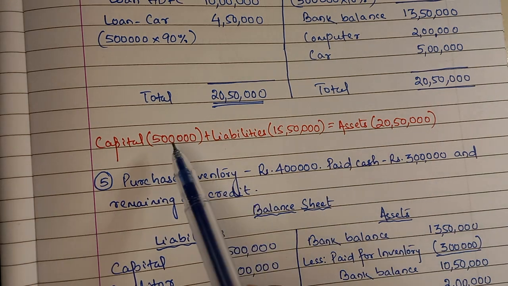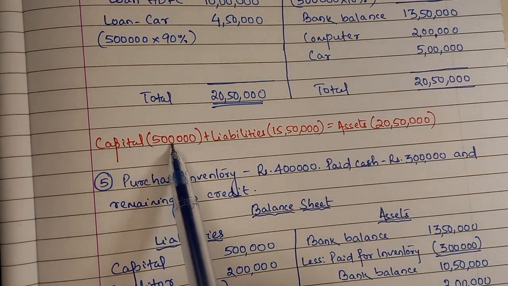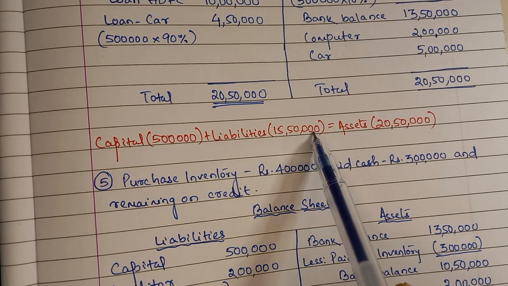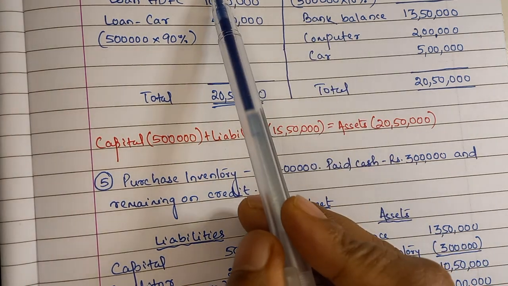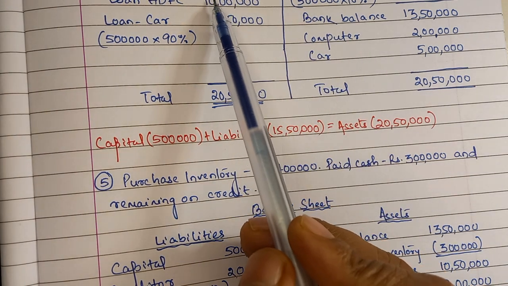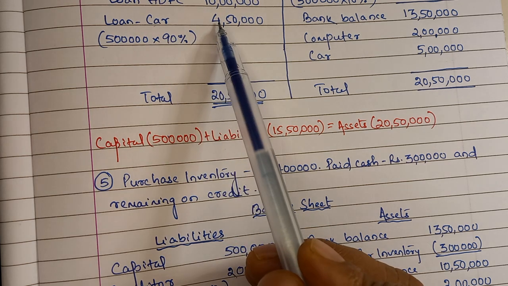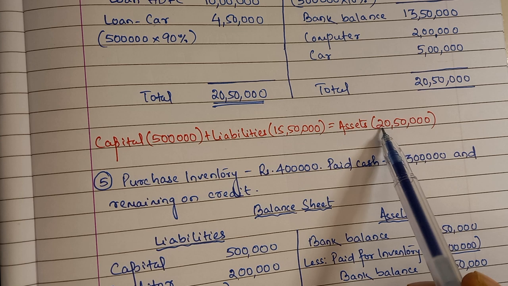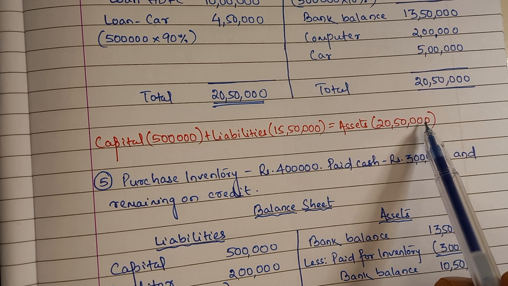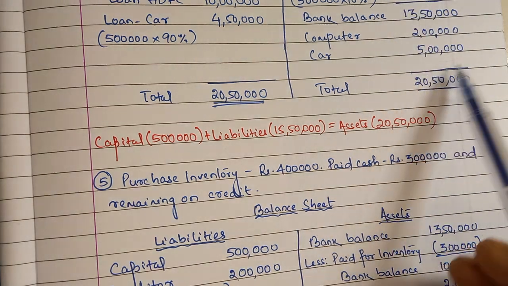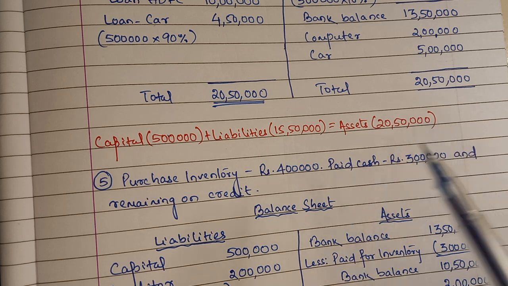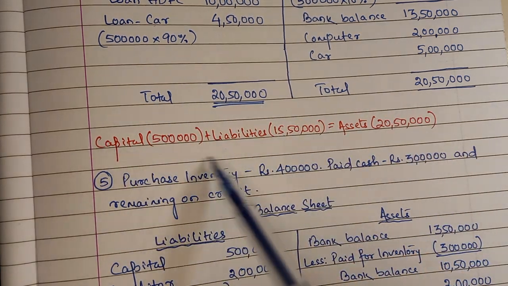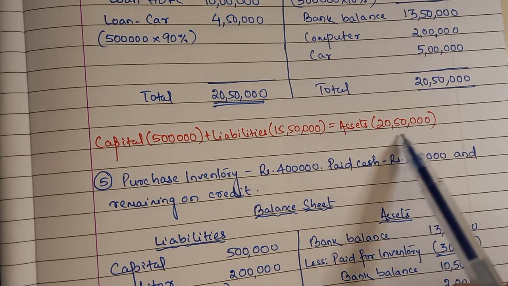Coming to the accounting equation, capital is 5 lakh. 5 lakh is reported here. Liabilities is 15,50,000 rupees. So what are the liabilities here? Creditor for computer 1 lakh, loan HDFC 10 lakhs, and loan car 4.5 lakhs. So 15.5 lakhs equal to assets 20,50,000 rupees. Correct. So if you see the formula, it is very clear. The sources of fund, capital plus liability, will be equal to your application of fund.